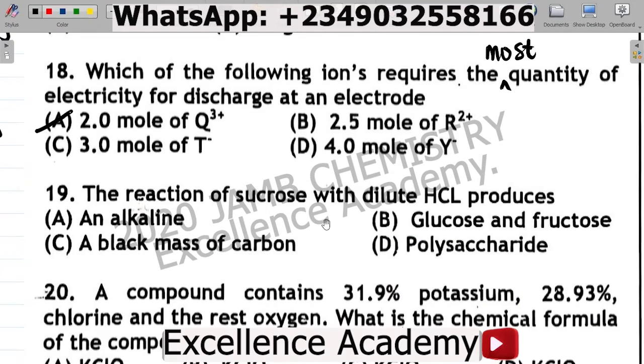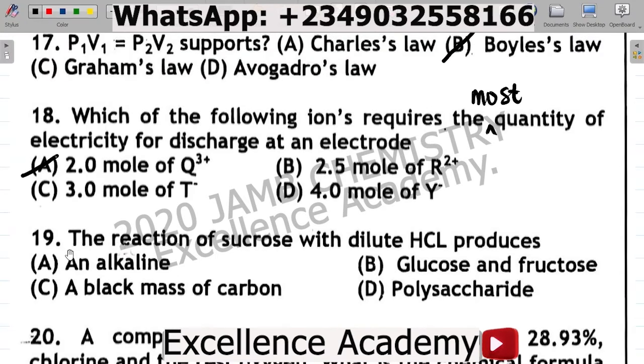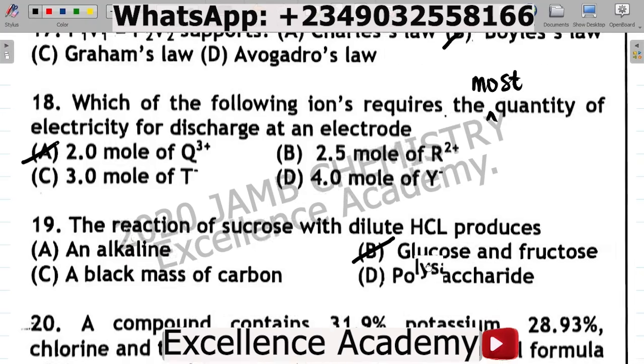Next up, moving on, question number 19. 19 says the reaction of sucrose with dilute hydrochloric acid produces A, an alkaline, B, glucose and fructose, C, a black mass of carbon, D, polysaccharide. For this question here, the correct answer is B, glucose and fructose. You want to take note that the end product of the reaction of sucrose and HCl, that's hydrochloric acid, which is diluted, will yield glucose and fructose as the end product. So that's your correct answer, B.